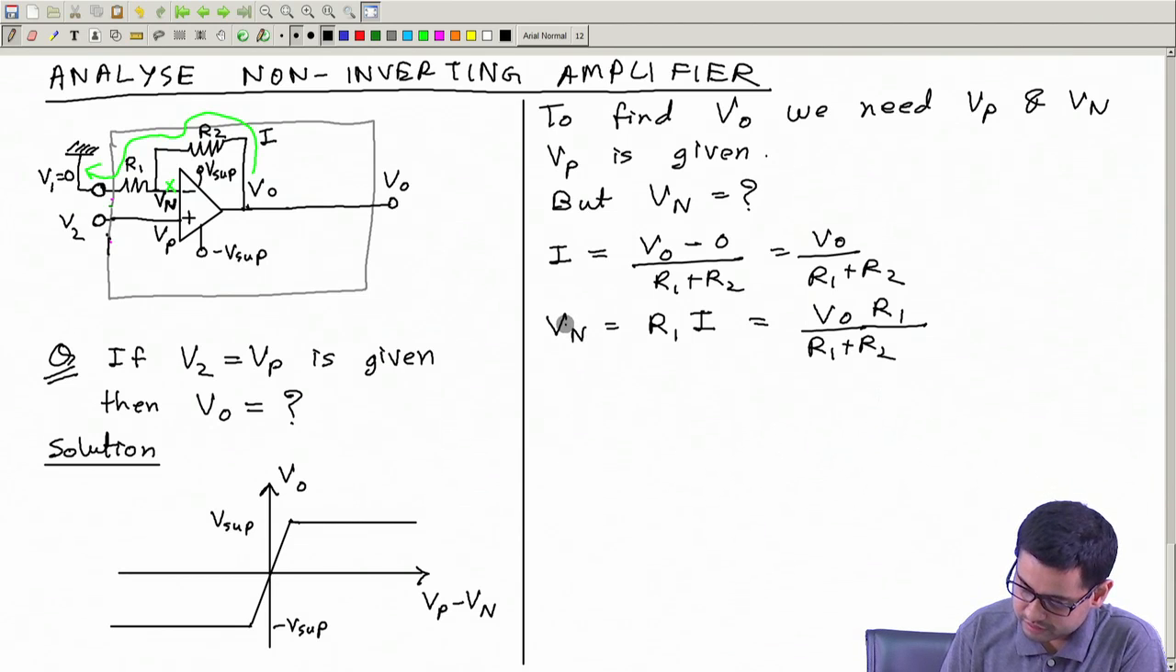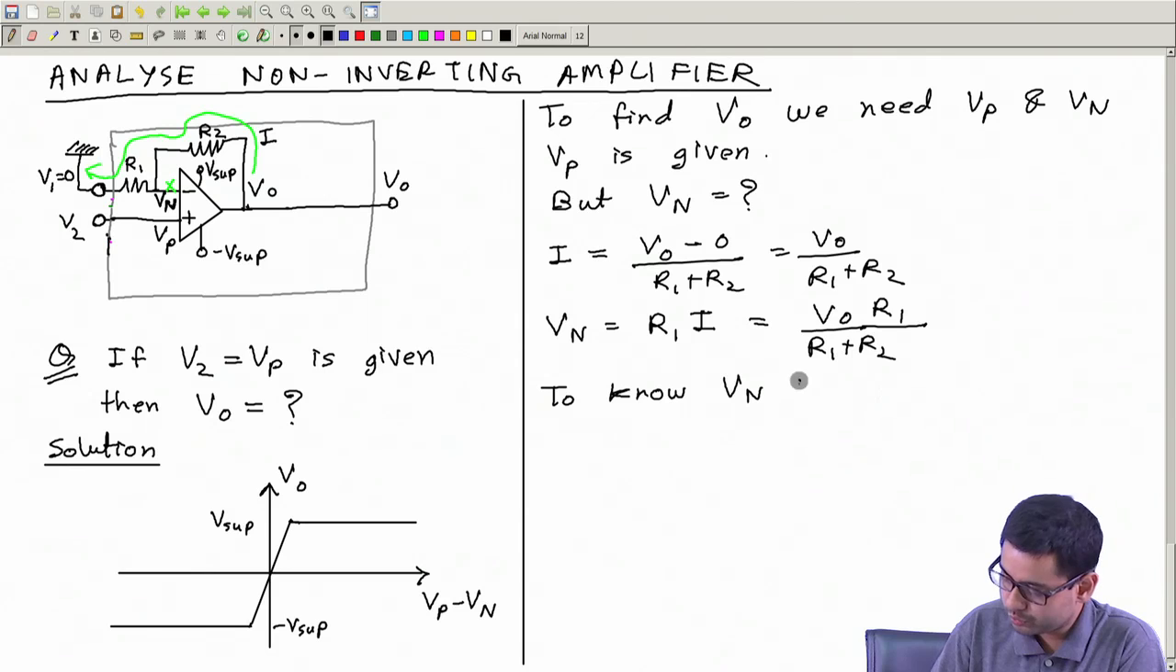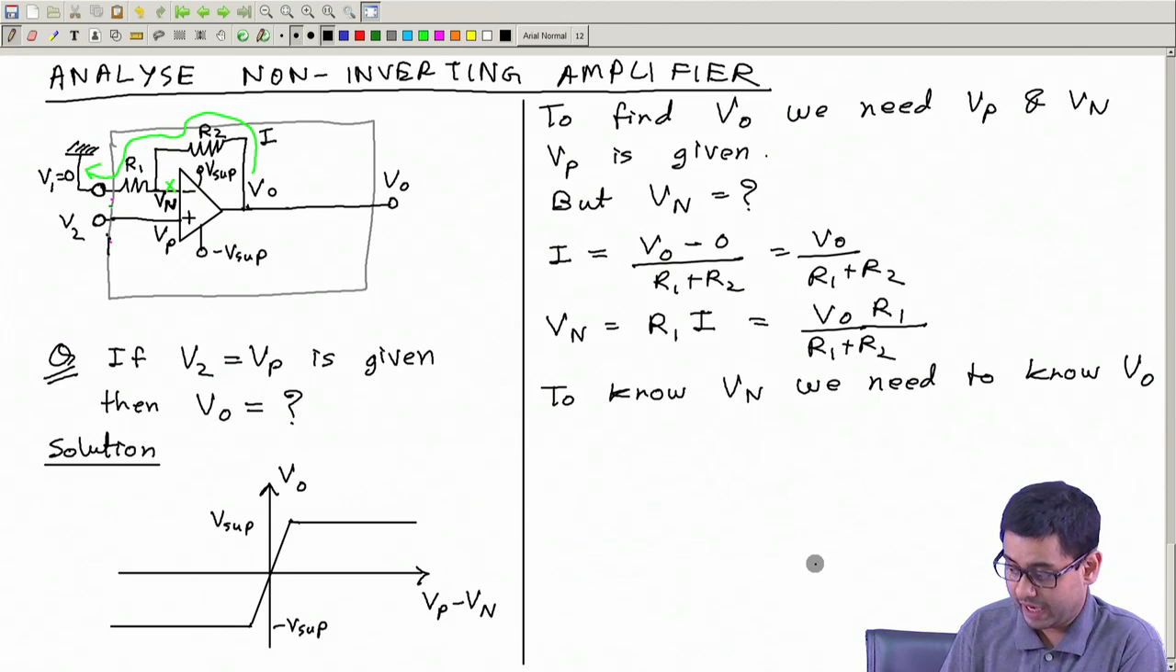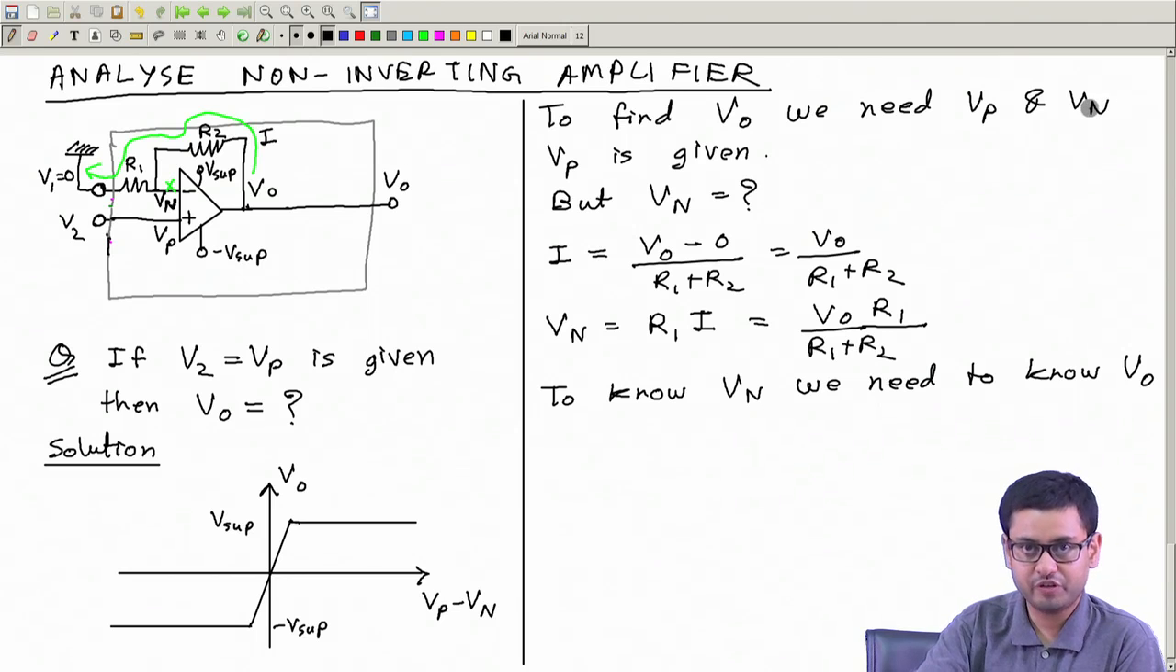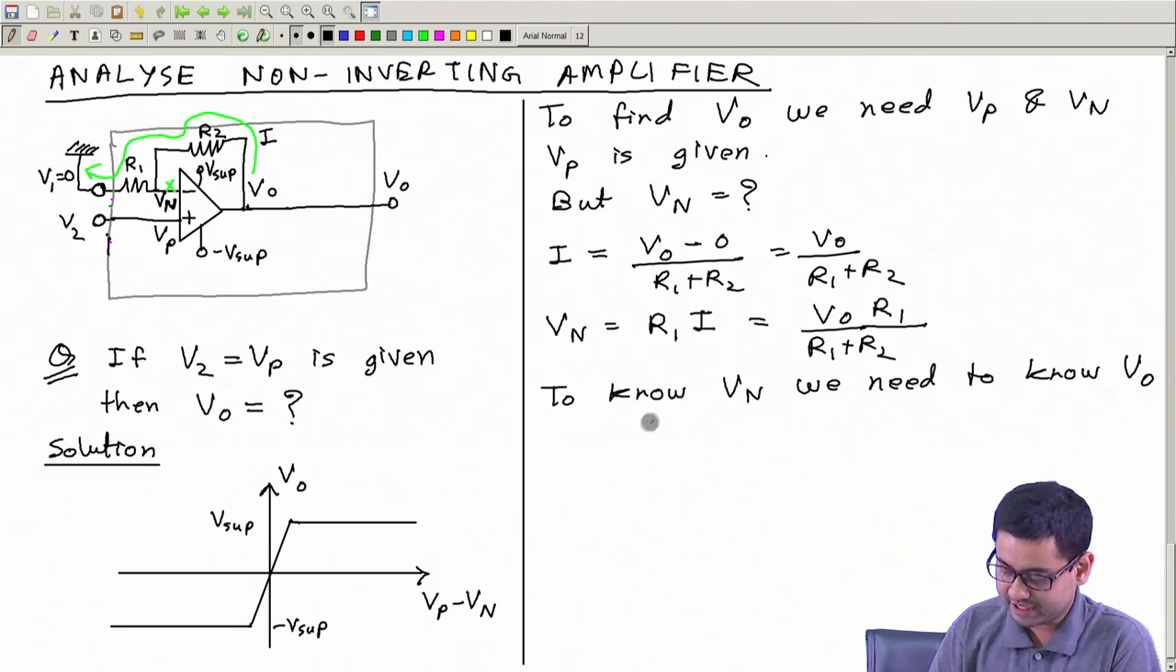So to know Vn, we need to know Vo. And once again here, to know Vo, we need to know Vn. So it's a chicken and egg problem. To get output, we need Vn, and to find Vn, we need the output. It's a tough problem.